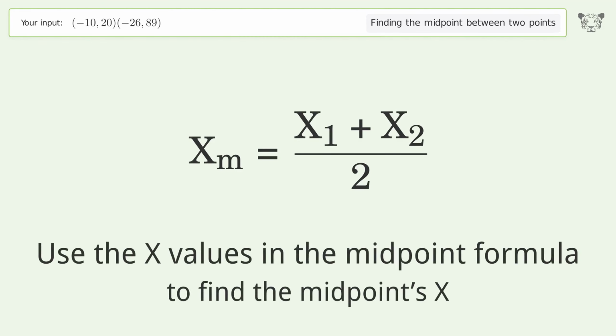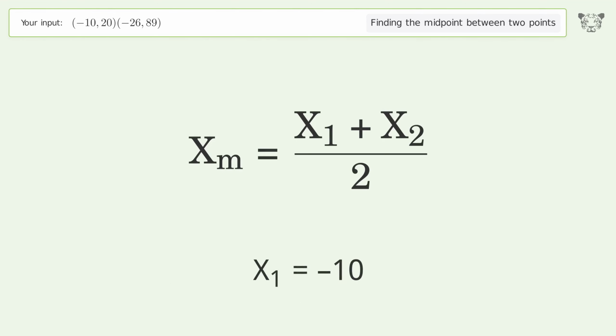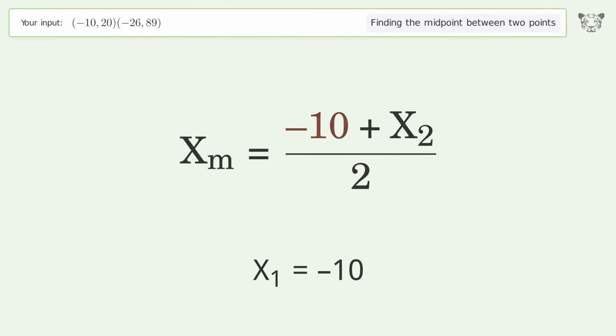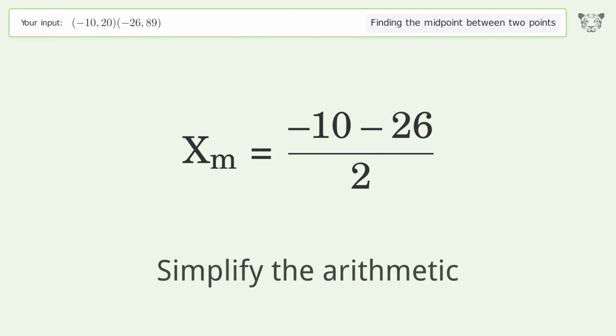Use the x values in the midpoint formula to find the midpoint's x. x1 equals negative 10. x2 equals negative 26. Simplify the arithmetic.